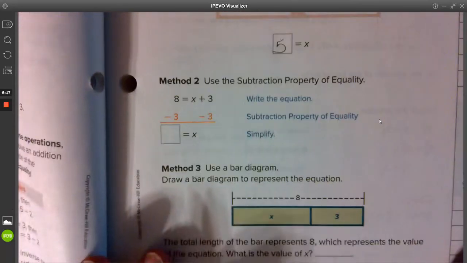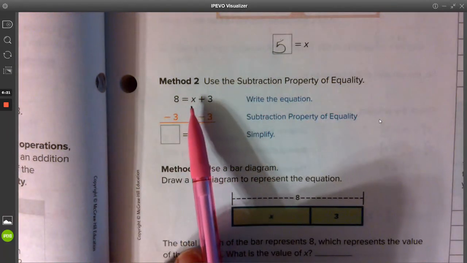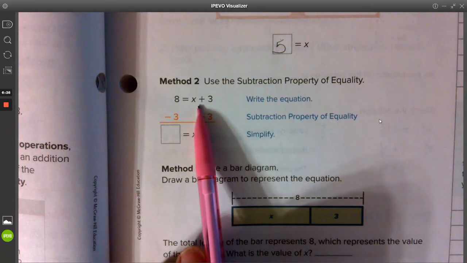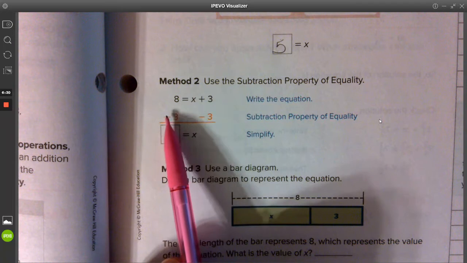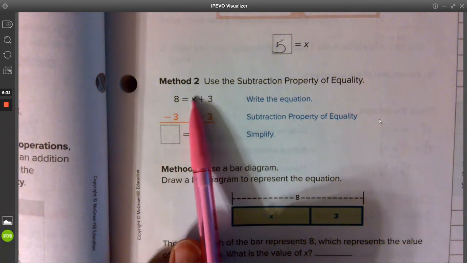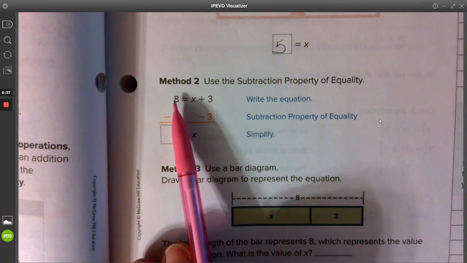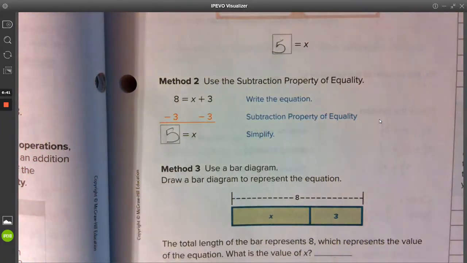The other way to do this is just to use the subtraction property of equality. What that means is I'm going to subtract the constant from the equation on this side, wherever the variable is. But if I subtract it from this side, I have to subtract it from this side. X plus 3 minus 3 would just leave an x, but I have to subtract over here. 8 minus 3 would then be 5.